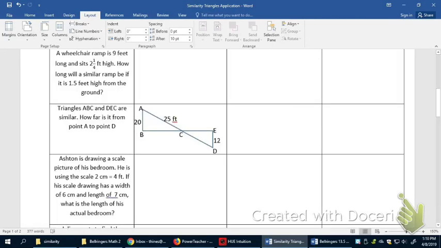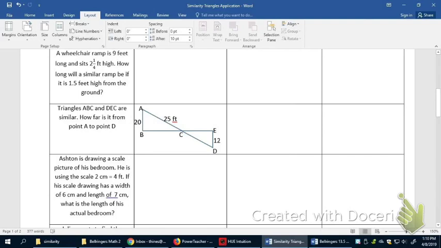A wheelchair ramp is 9 feet long and sits 2 1/4 feet high. How long will a similar ramp be if it is 1.5 feet high from the ground? Okay, can you tell me an example at our school of a wheelchair ramp? So right up here, past Miss Harmon's room, that ramp that's going up. Okay, when it talks about the length of the ramp, it's talking about from start to end how long it is. When it's talking about the height of the ramp, it's talking about how high it is from the ground, how high it goes up at the top.